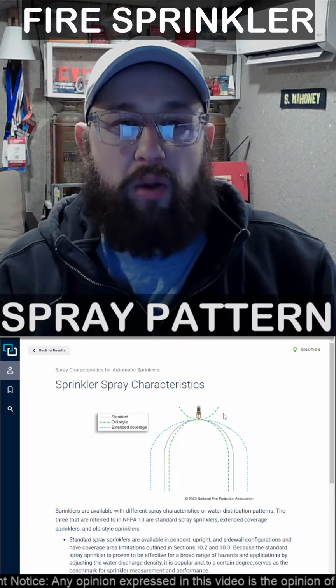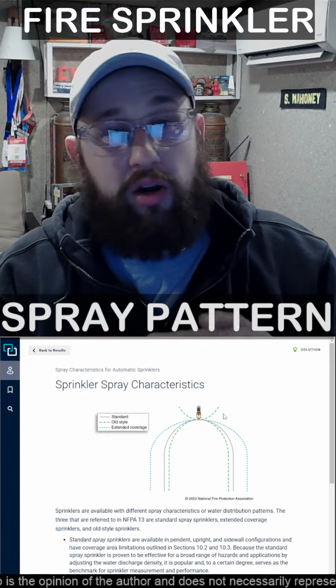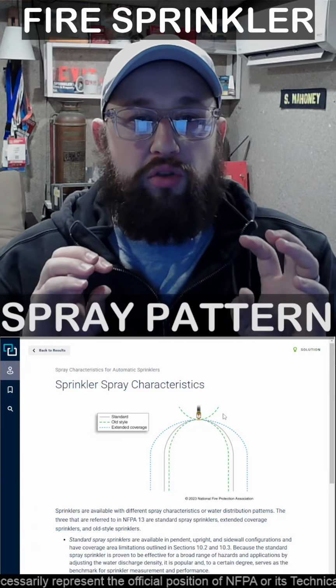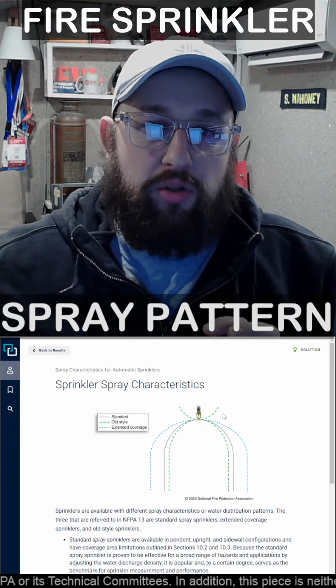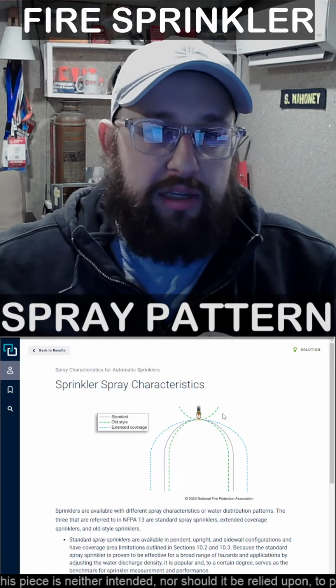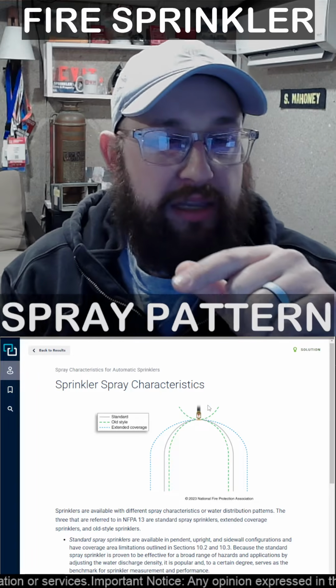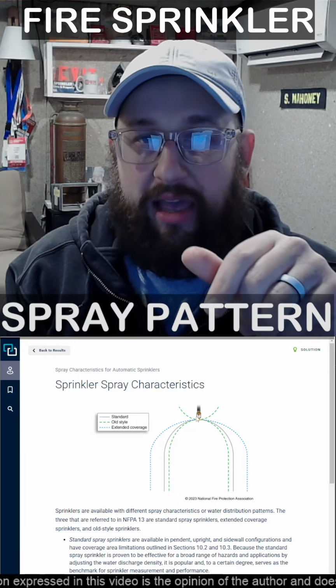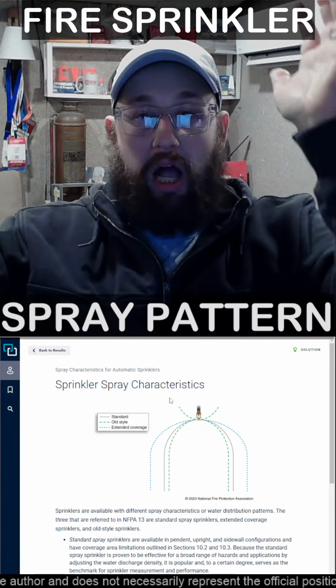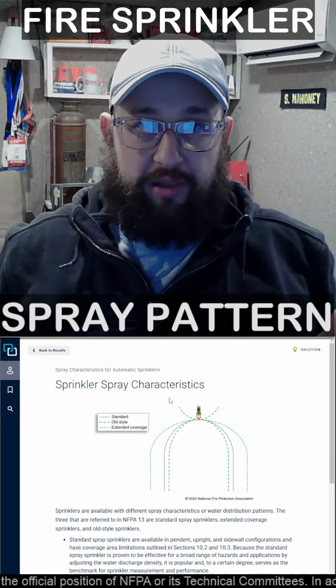And then finally, I want to talk about old style. Old style sprinklers aren't really used that often. They were used in older style sprinkler systems and older buildings. What they do is they actually spray, you can see below, it's the green dotted line. They spray 40% of the water up and then 60% of the water down.